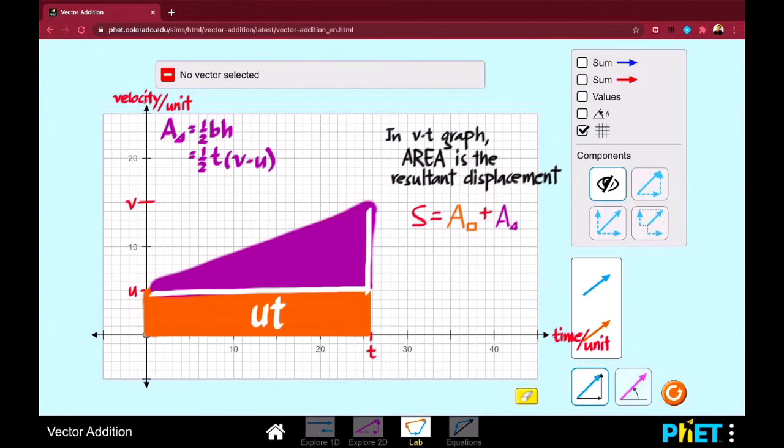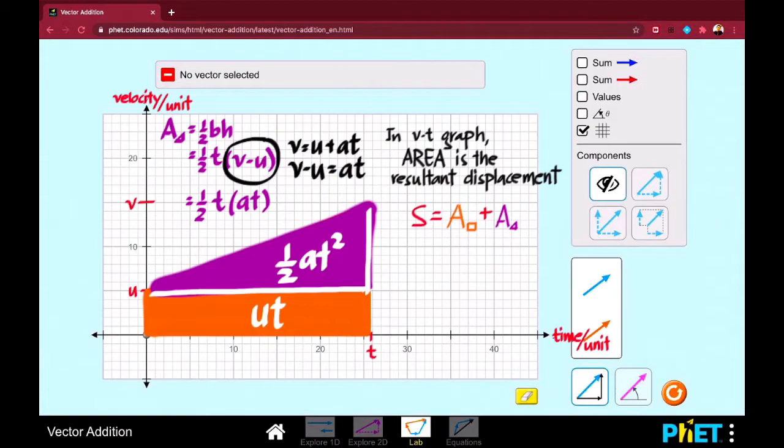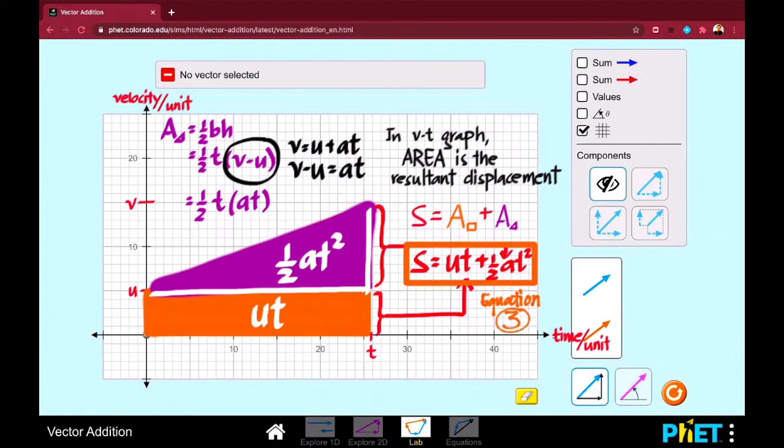This expression v minus u can be quantified using equation 1. v equals u plus at. We can rearrange that such that this difference v minus u equals this, at, or acceleration times time. This means that this height can be expressed as such, and therefore the area of the triangle is half at squared. Now, the displacement, which is the total area, can be determined by adding these areas, ut plus one half at squared, which gives us equation number 3.